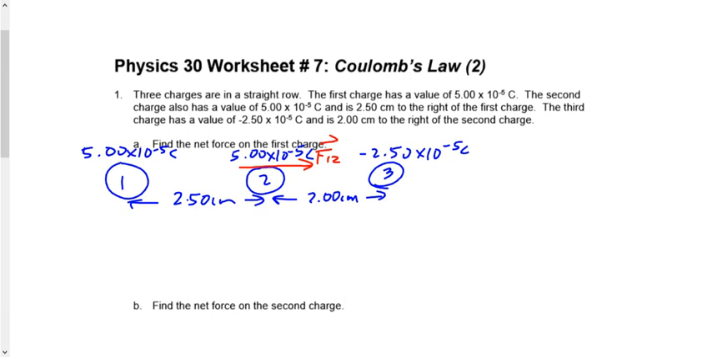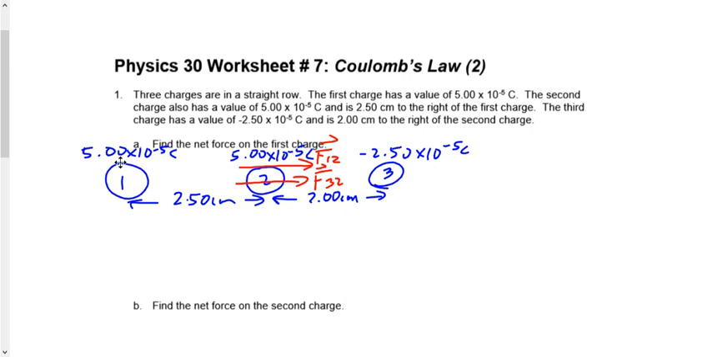Now, 3 and 2 also apply a force on each other. Is that attractive or repulsive? It's attractive because they're opposite charges. So that as a result of that, 2 is going to be pulled towards number 3. I'll call that one F32, the force of 3 on 2. 2 is pulled towards number 3. 3 is pulled towards number 2, but I don't really care because I'm not trying to find the force on number 3. Not yet, anyways.